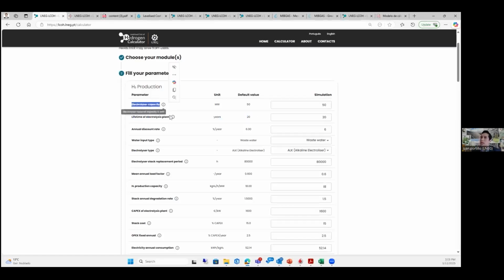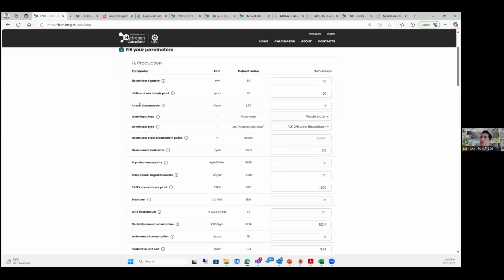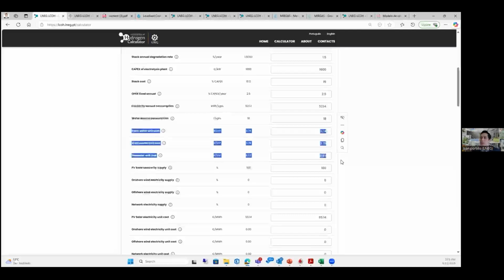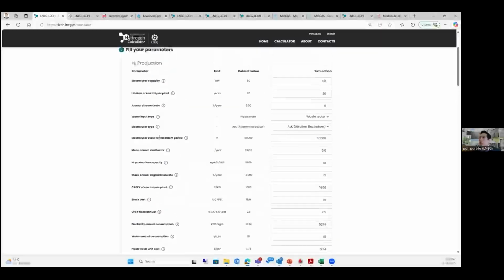In here in the production section, we have capacity, lifetime, the discount rates, the type of water, because in here, for instance, we can use fresh water, wastewater, seawater, and we have some reference values incorporated in the lower part, these three that are over here. Those are unitary costs for these different types of water that are from a study that we developed like 2-3 years ago, and these are specific for Portugal.